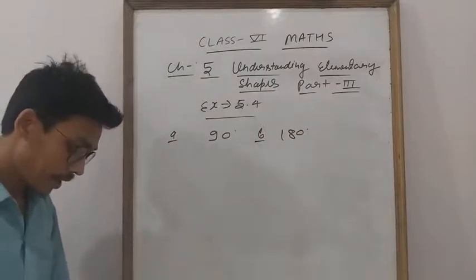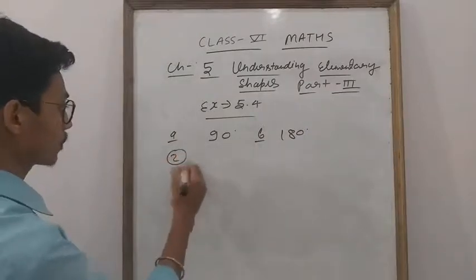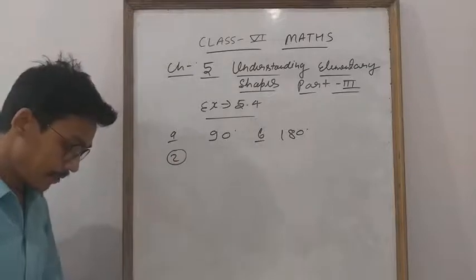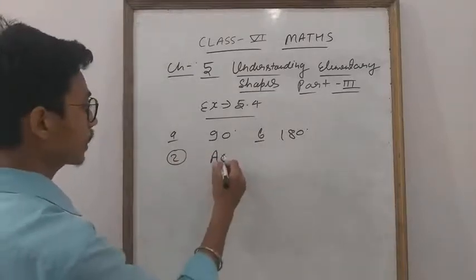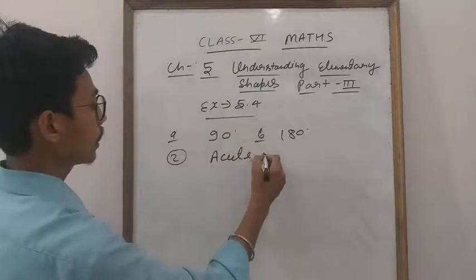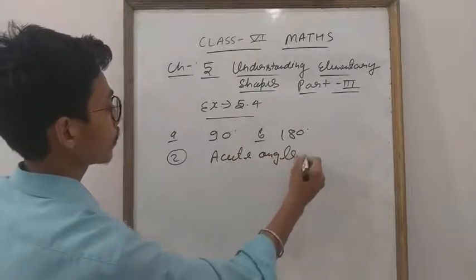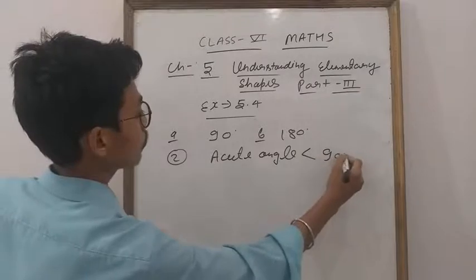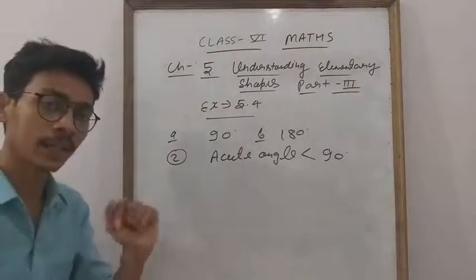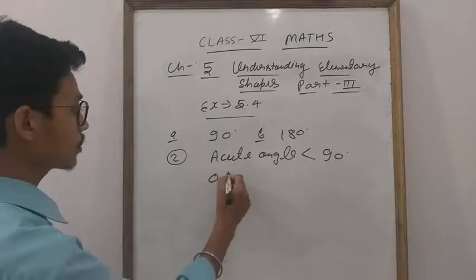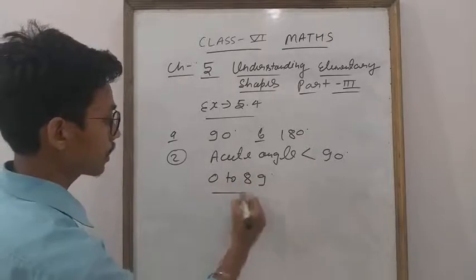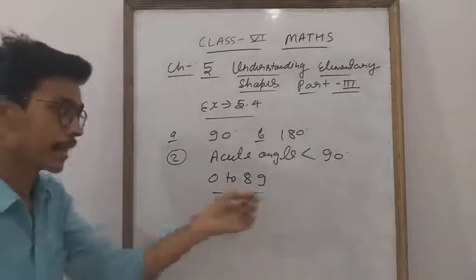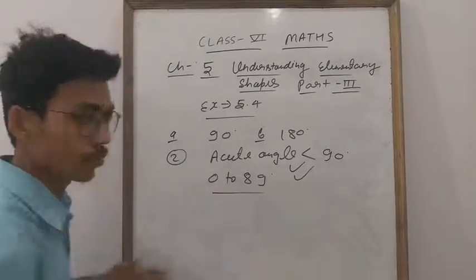Second, the measure of an acute angle is 90 degree. Okay, second is true or false. I will explain. See, the measure of an acute angle is less than 90 degree. Now tell me, is this a correct statement or incorrect? You know that an acute angle lies between 0 to 89 degree. It means this is less than 90 degree. So this statement is true. Absolutely, there is no doubt.